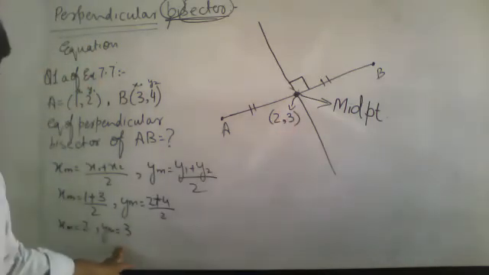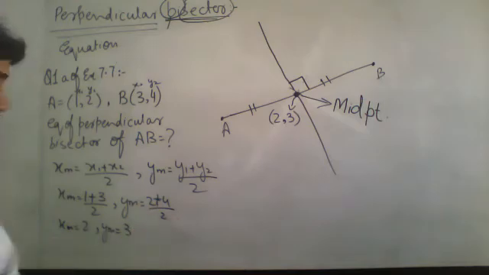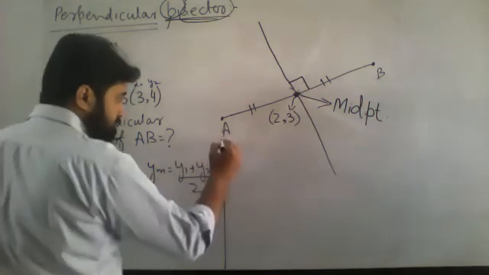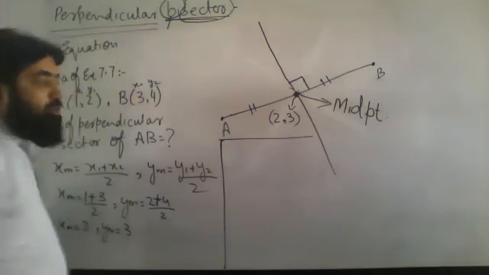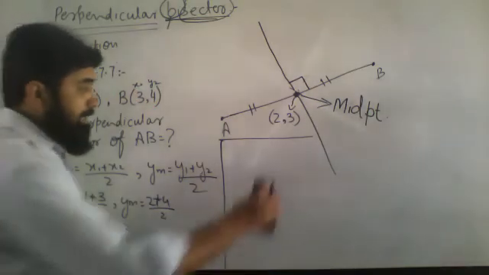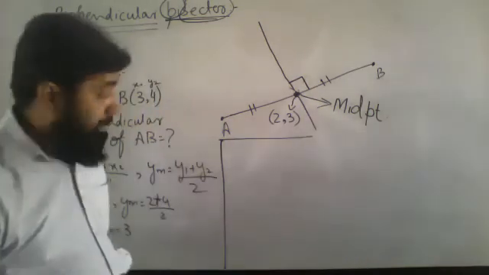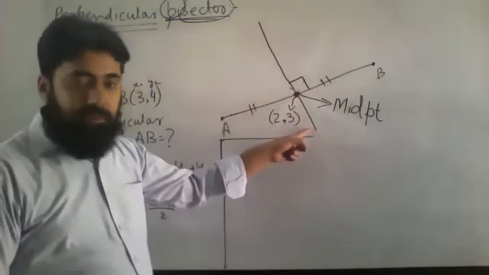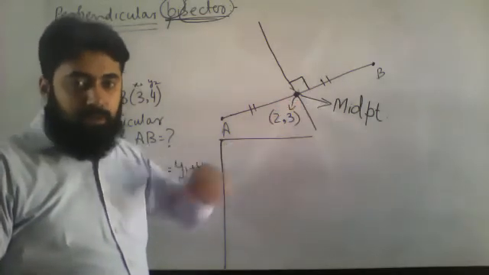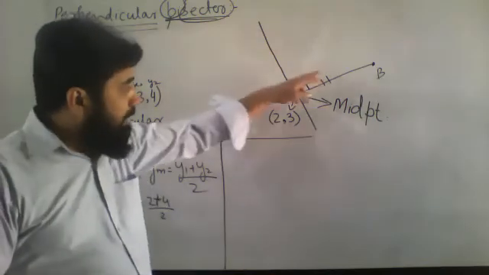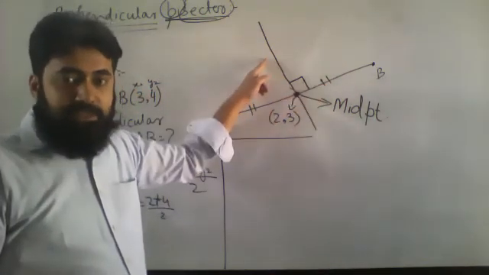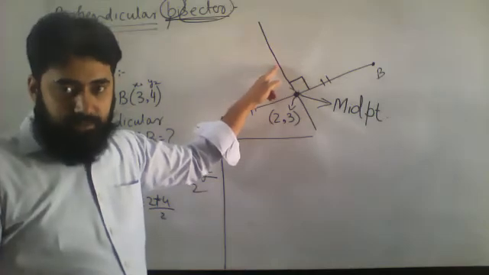So I've got it. Next thing, I will go for the gradient of the AB line, because I have to find the equation of this line. But here I have only got the midpoint, nothing else I can find. So I will find the gradient of this line, and with the negative reciprocal I will have the gradient of this line.